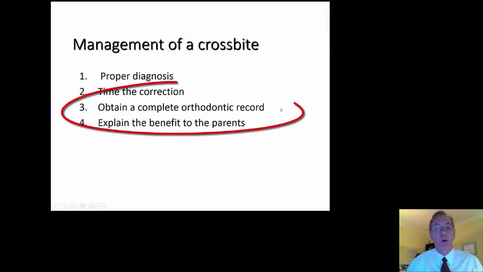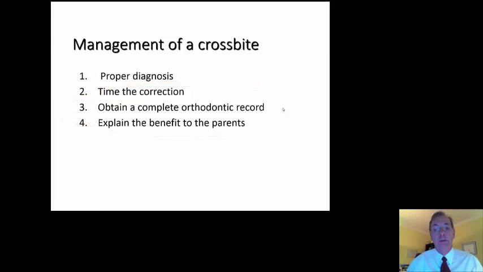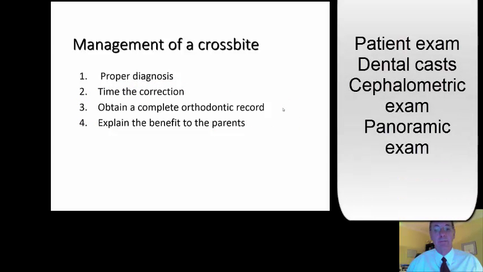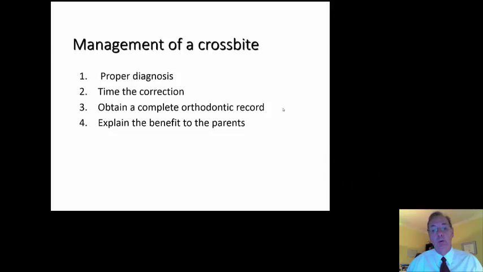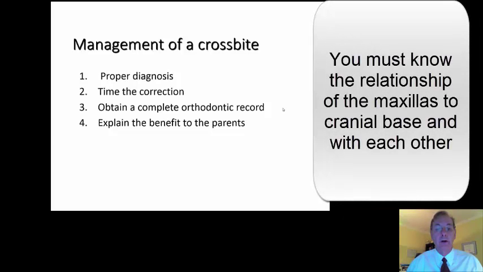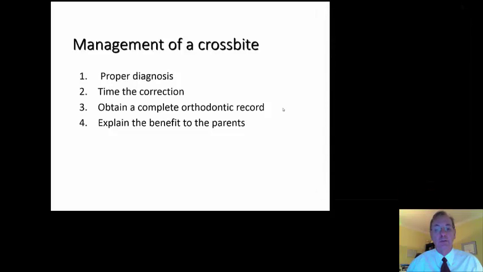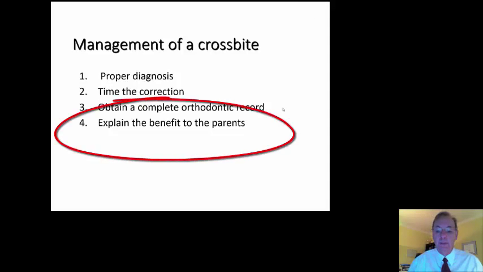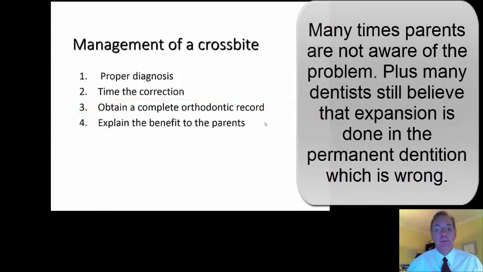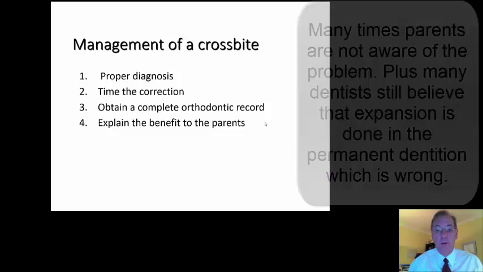You obviously want to obtain a complete orthodontic record, including a cephalometric radiograph, to ensure that the bony components of the craniofacial complex are in the proper position and that the crossbite is only a transverse problem. And obviously, you need to explain the benefits of correction to the parents, because many times, especially for a posterior crossbite, the parents are not aware of the problem.